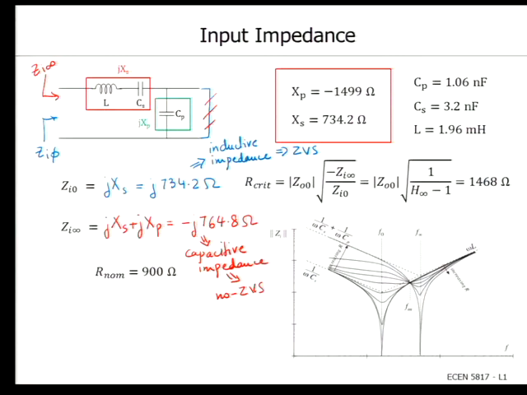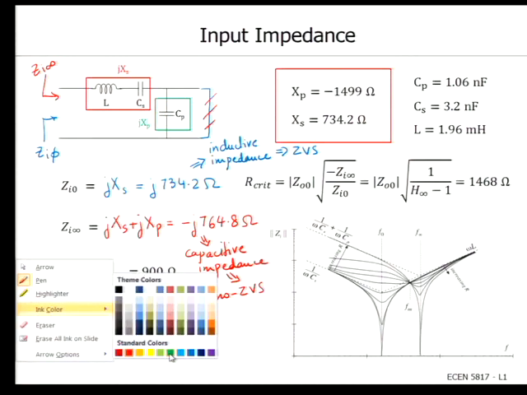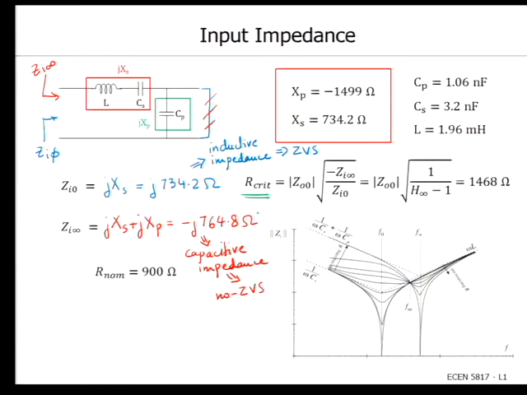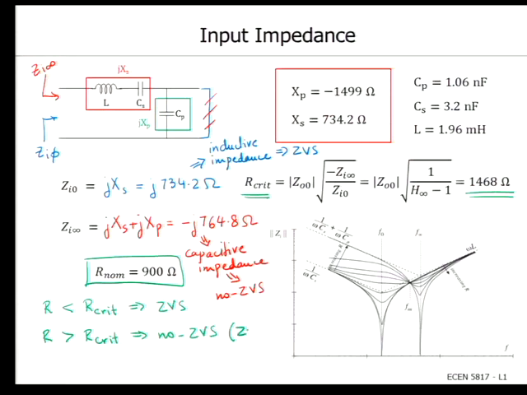Okay. So the problem case is clearly Z input infinity, and somewhere in between is where the transition occurs, right? In fact, we know where that transition occurs because that's really this R critical value, and that R critical value, we computed last time, was 1468 ohms, which for our nominal case, R norm of 900 ohms is fine, right? So in general, as long as R, the load, is less than this R critical value, then we get ZVS. But if R exceeds this R critical value, then we get no ZVS. Okay, or we get ZCS.